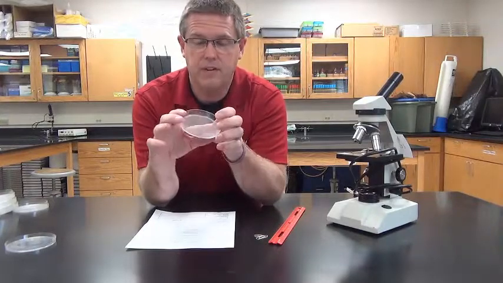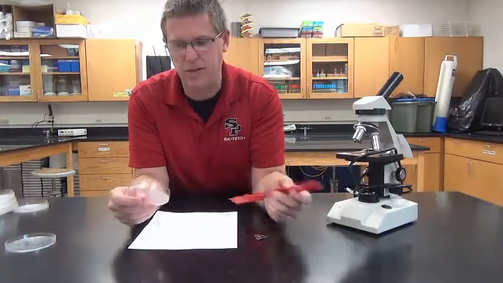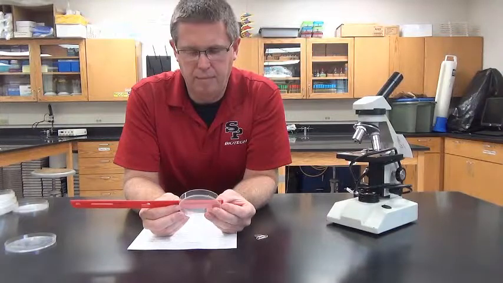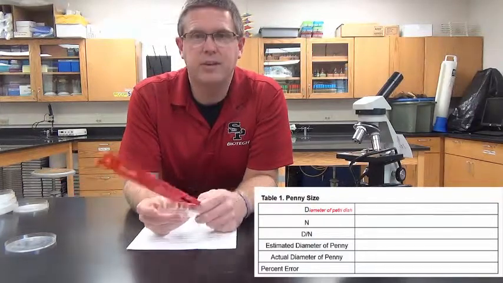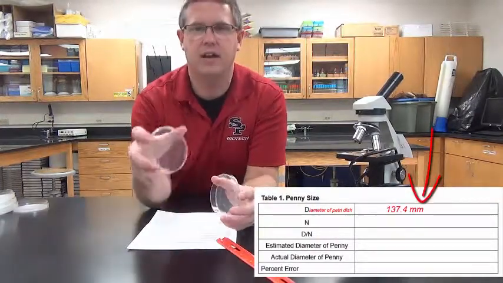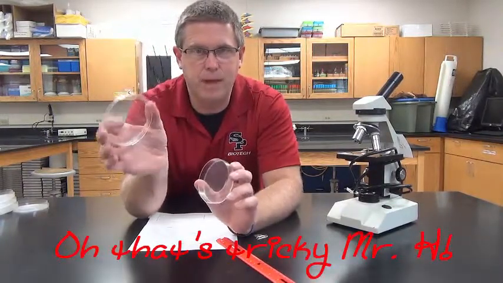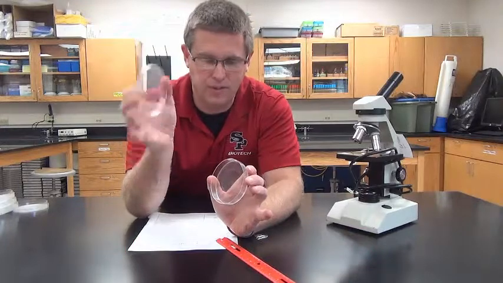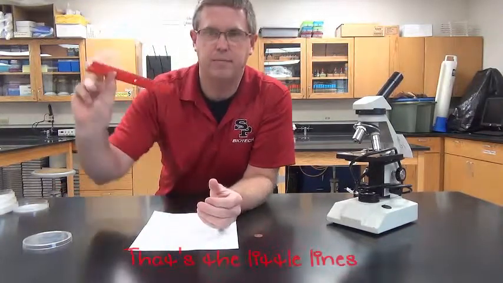I see a circle. First thing I want to do is come up with D, the diameter of the petri dish. When I look down there, how big is it? I use the ruler and measure how far it is across the center. Mine is 137.4 millimeters. Yours is going to be totally different because you are using either the bottom of the dish or the top of the dish. I'm just making up numbers because I don't want to give you the answers. I want you to really do this on your own. So, D, diameter of dish, measured in millimeters, got it.